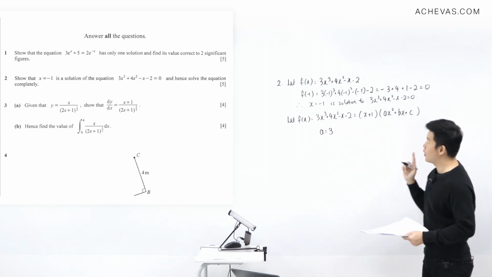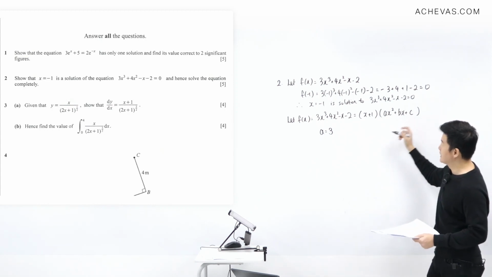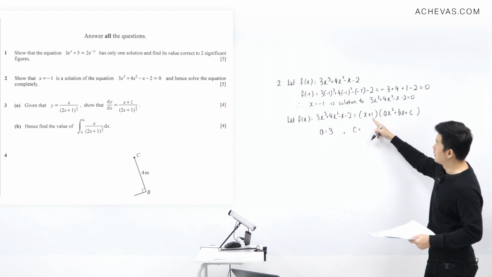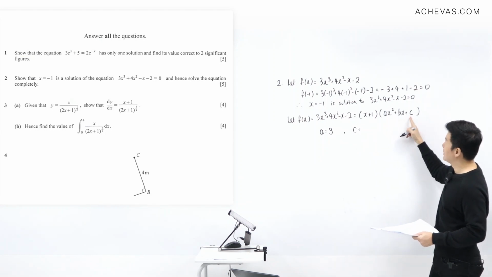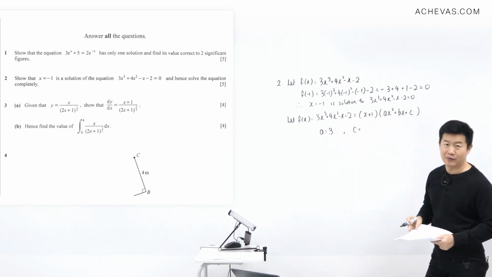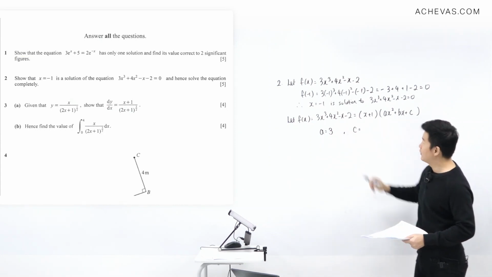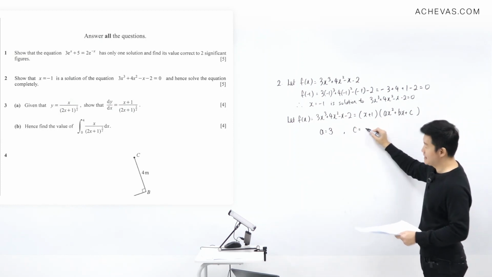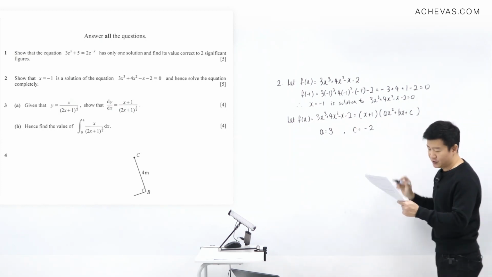In fact, we can also observe another coefficient, which is c. So a is equal to 3, c is going to be equal to, if I were to take this, multiply by this, is the only way that I can get the term that is independent of x. So the term that is independent of x is minus 2. 1 times c gives me minus 2. This means that c must be equal to minus 2.